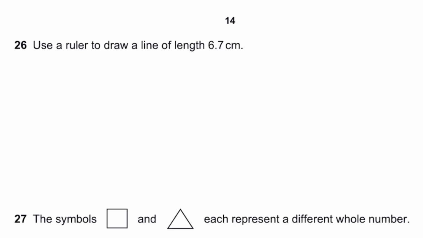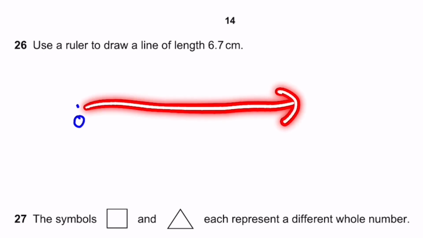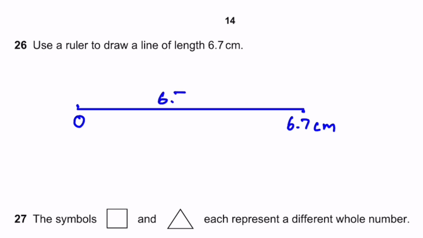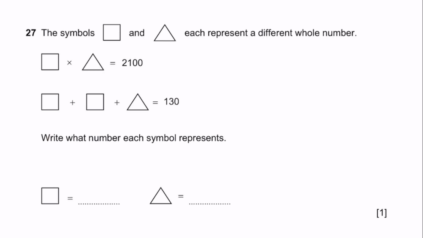Question 26. Use a ruler to draw a line of length 6.7 centimeters. I'm just going to show you what you need to do in order to solve this question. First, just mark any point on this blank space. And now you can take a ruler, place the 0 point of the ruler over here, and then measure 6.7 centimeters in this way. And then wherever 6.7 centimeters is on the ruler, make a point there, 6.7 centimeters. And now simply connect the 2 points. And we need to label this as well. That's the answer.